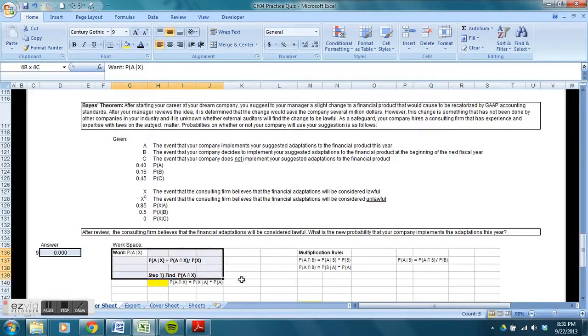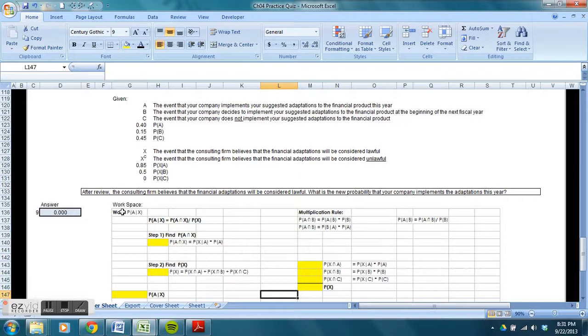I've already built some framework for this problem to speed up the video, but we want this probability of A given X, and just from the multiplication rule, we can get to this point where probability of A given X equals probability of A intersect X divided by the probability of X. It's important to note for the multiplication rule that the probability of A intersect B equals the probability of A given B times the probability of whatever was given, in this case B. But it can also be the other way around: the probability of A intersect B is the probability of B given A multiplied by the probability of whatever is given, in this case A.